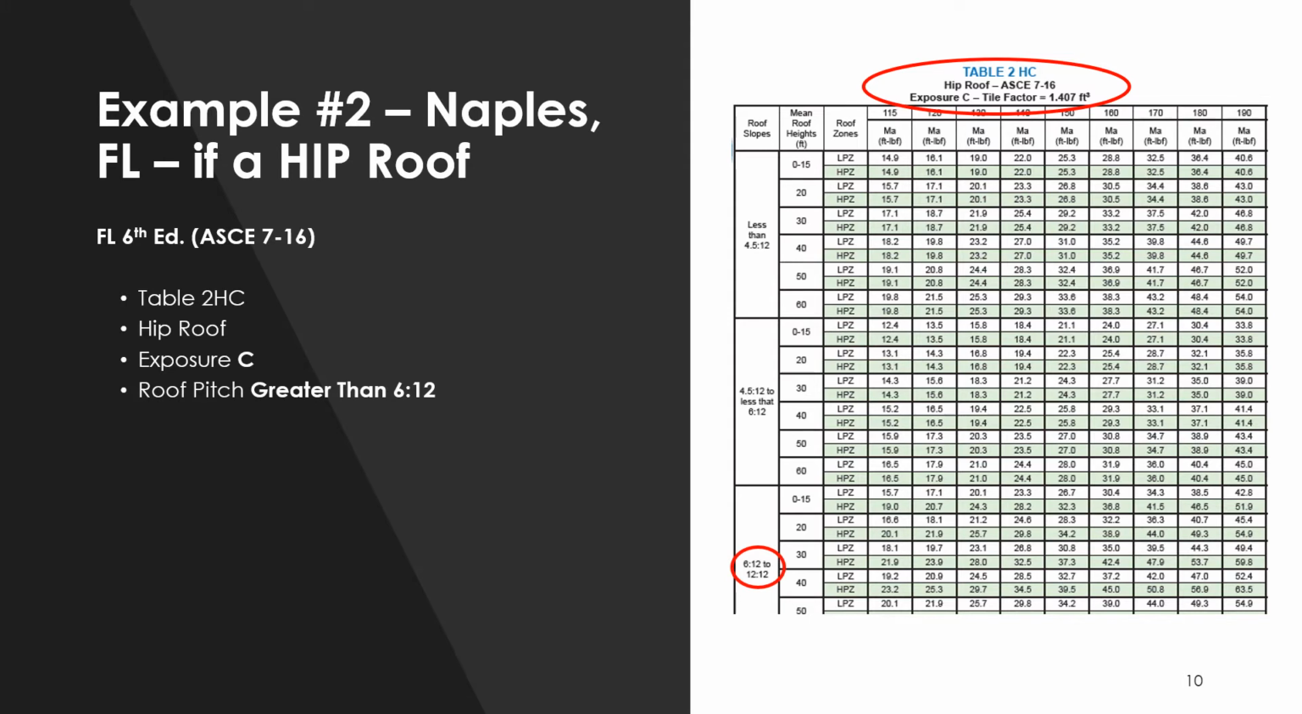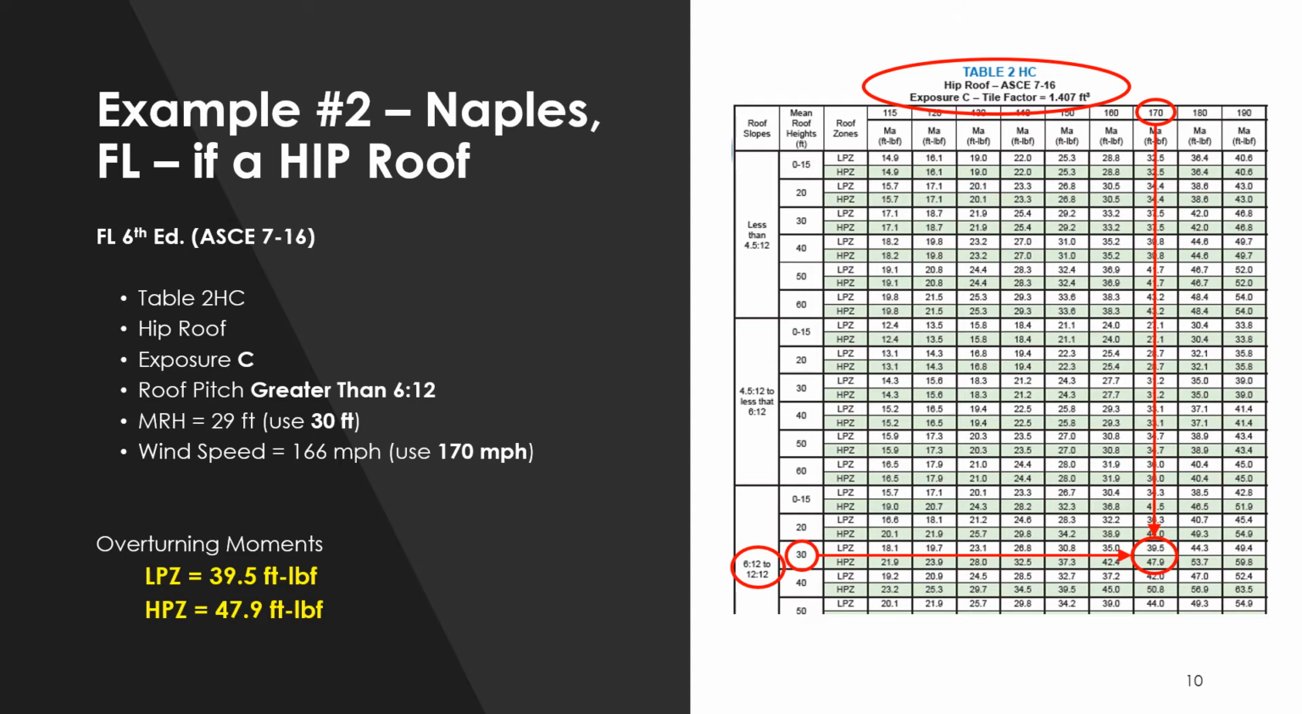And we would find the area of the table for 6 and 12 to 12, 12 because it's a steep pitch roof. And again, we would look at the mean roof height of 30 feet and wind speed of 170 miles an hour to find overturning moments of 39.5 foot-pounds force for the low pressure zone and 47.9 for the high pressure zone.